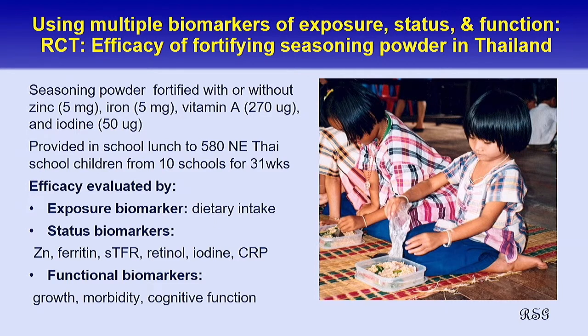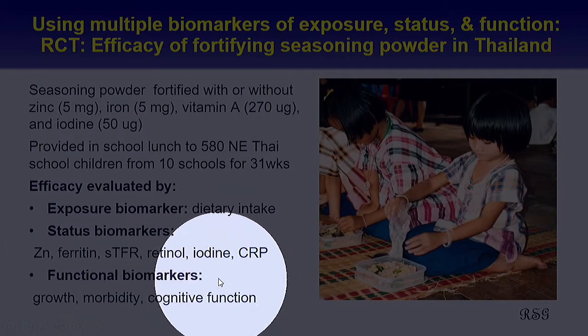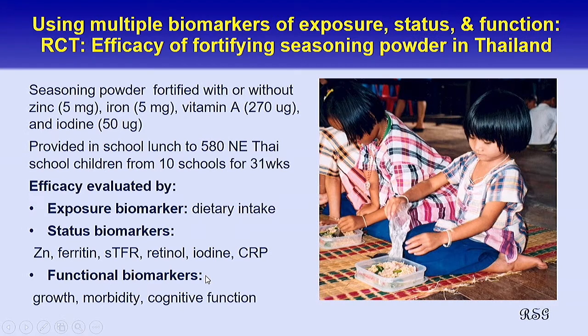Very often it's important to try and use multiple biomarkers of exposure, status, and function. And this slide provides an example of multiple biomarkers that we used in a randomized controlled efficacy trial in northeast Thailand, where we were feeding the children a seasoning powder, fortified or unfortified with 4 micronutrients, zinc, iron, vitamin A, and iodine. This was provided in their school lunch for 31 weeks, and the efficacy of the seasoning powder was evaluated by using an exposure marker, which was the dietary intake, a series of status biomarkers, and also functional biomarkers of growth, morbidity, and cognitive function.